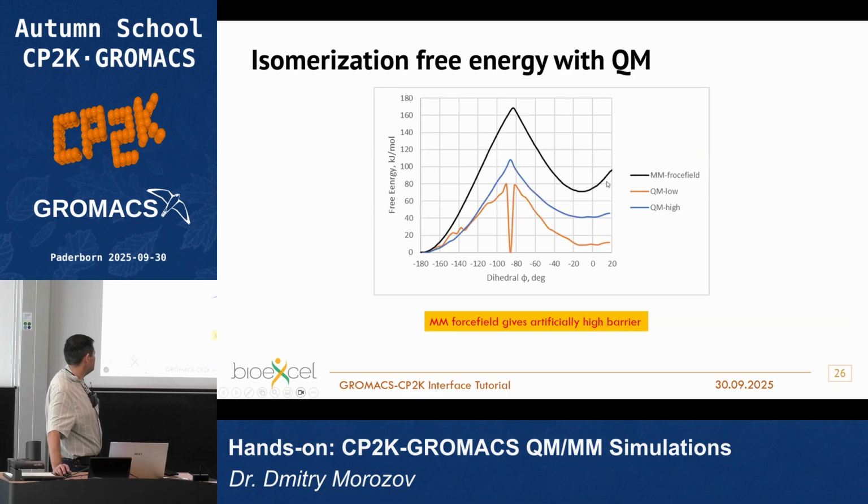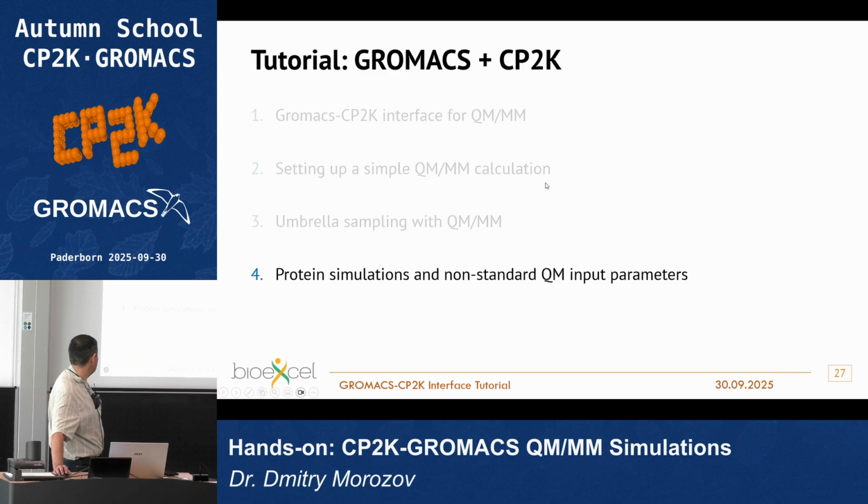Yeah, and there is a comparison of the MM isomerization with the MM force field, which gives an artificially high barrier, and these QM methods. QM low means here that it is only 100 steps for each umbrella window, and this is 10,000 steps for each umbrella window, which is already converging more or less to the correct number.